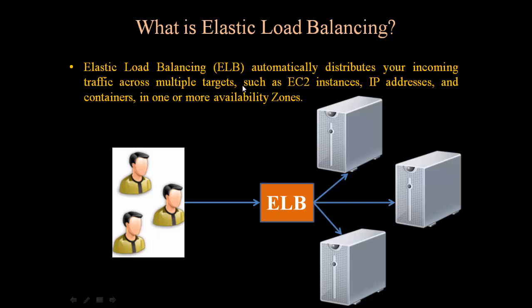Elastic Load Balancing automatically distributes incoming traffic across multiple targets such as EC2 instances, IP addresses and containers in one or more availability zones. For example, we have 3 instances, instance 1, instance 2 and instance 3. These are all in different availability zones. Whenever the traffic is high, Elastic Load Balancer will equally distribute traffic among all the instances, and this is the basic use of Elastic Load Balancer.